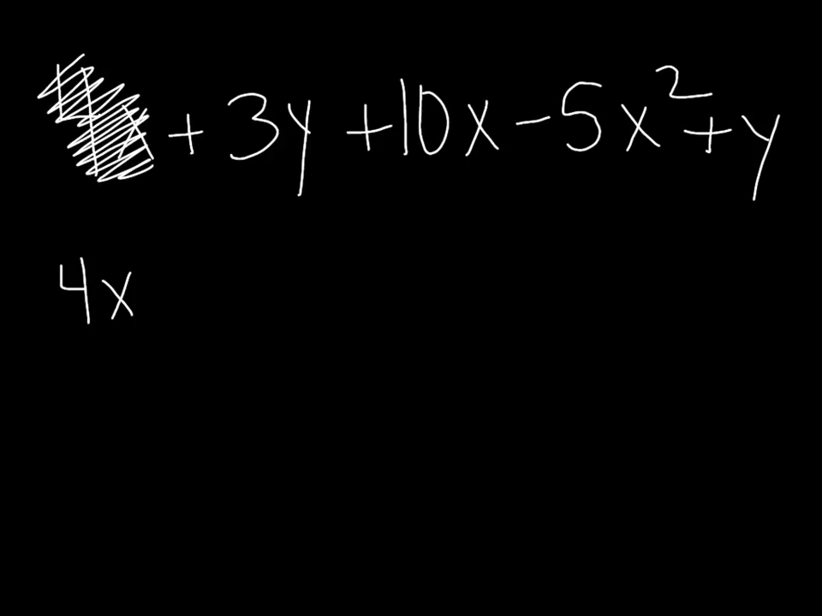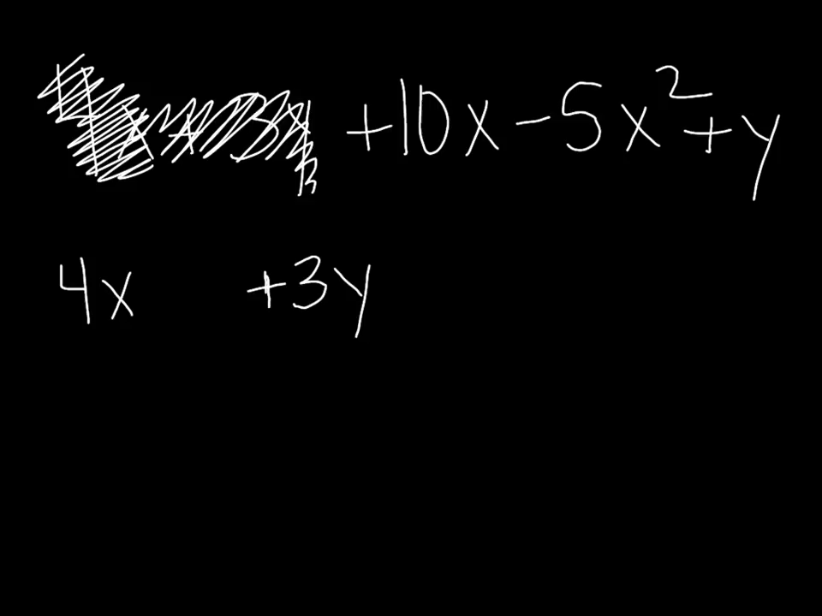So I know that that one's taken care of. Now I have a plus 3y. That's not going to go in the same category with my x, so I'm going to start a new category with 3y. And you could even put a plus 3y if you wanted. It's not necessary since we know it's positive anyways. But then I'm going to scribble that one out. Now I have a positive 10x.